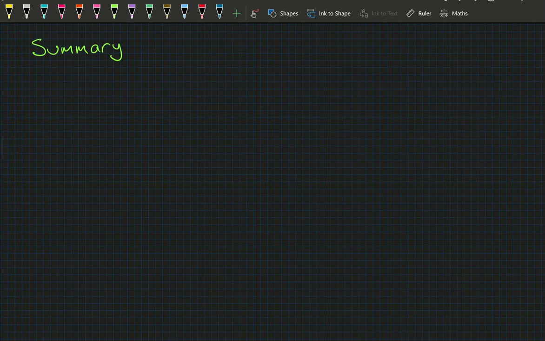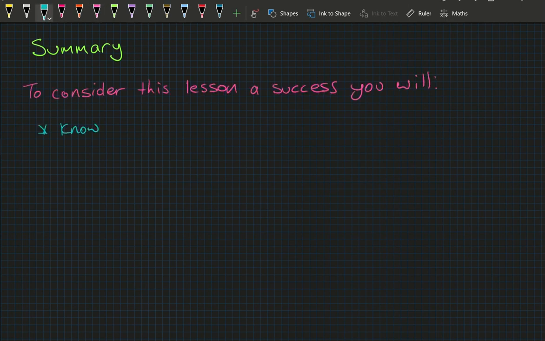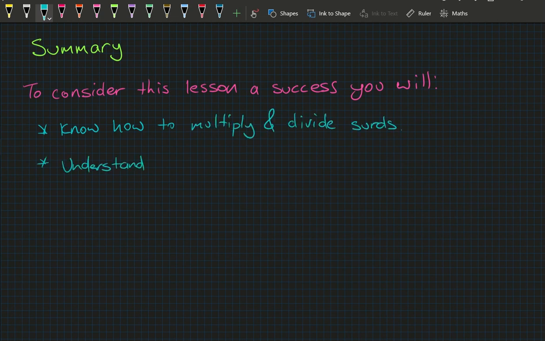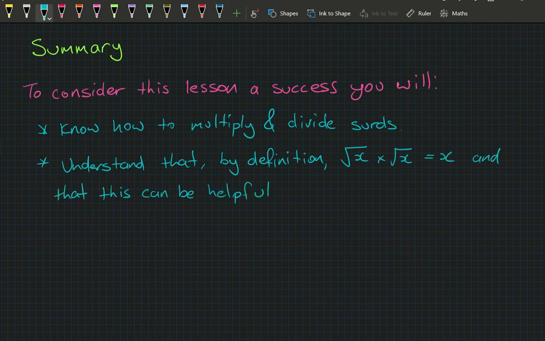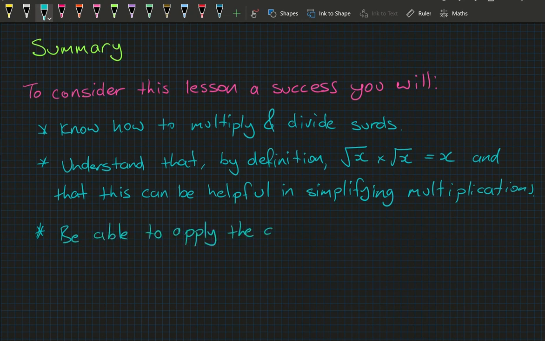Okay, this lesson has a lot of pre-learning, but I'm expecting those who've completed everything up to this stage will find all of that fairly simple, and I'm hoping for some very high self-ratings in class. But anyhow, to consider this lesson a success, you will know how to multiply and divide surds. Understand that by definition, the square root of x times the square root of x is equal to x, and this can be helpful in simplifying multiplications. And able to apply the distributive law to brackets involving surds.